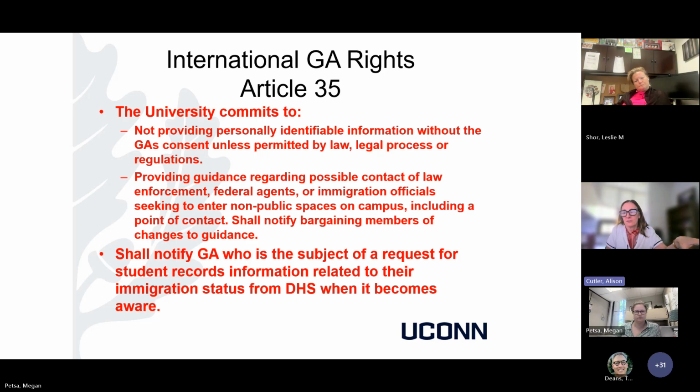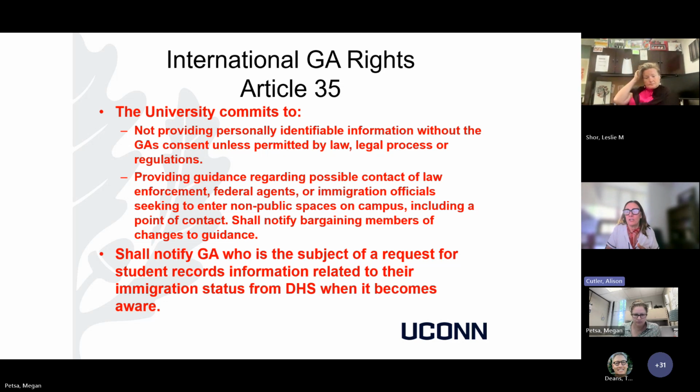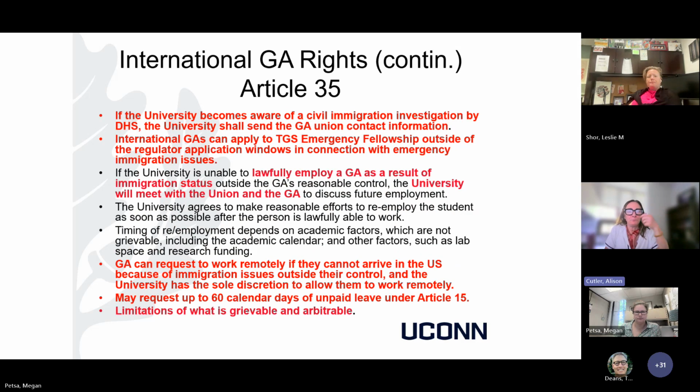So I'm sure everybody saw it earlier this year, the university sent out guidance, which might be updated from time to time. So the remainder of this provision is the concern that if you're an international student that's supposed to be starting a GAship, or whose GAship has been interrupted because of their visa status, the union wants to be involved, and the union wants the university to do everything that they can to re-employ that person, or put them back in their position as soon as they are able to work. So this last bullet, and then we go to the next one.